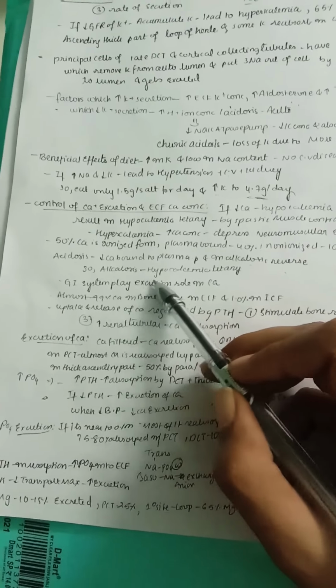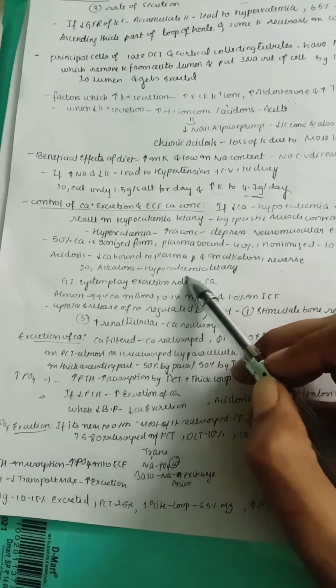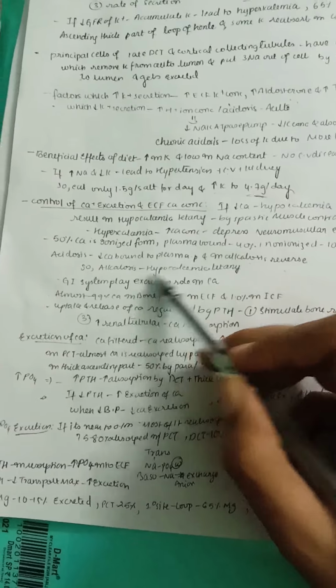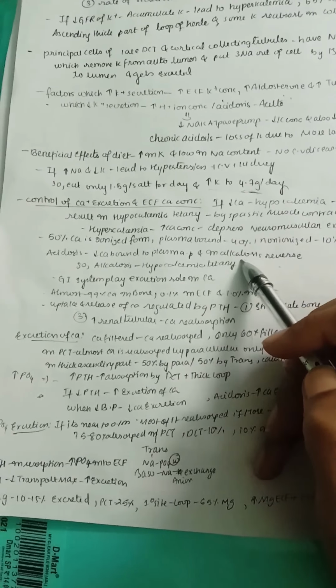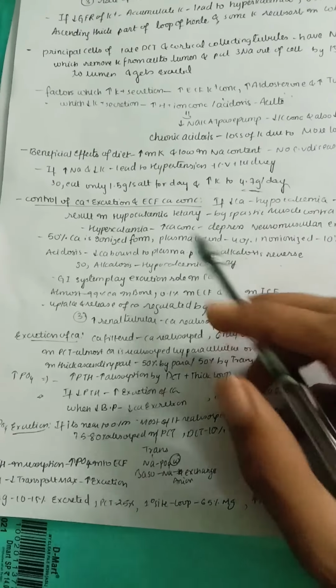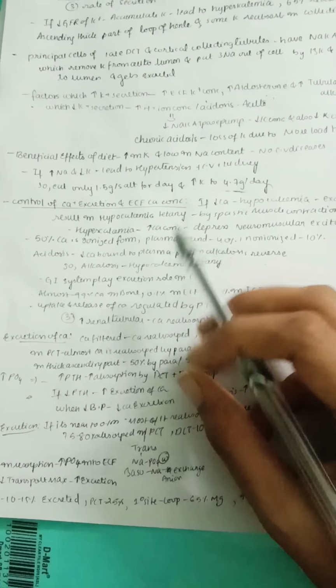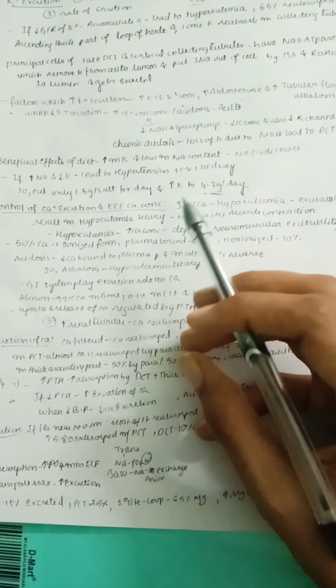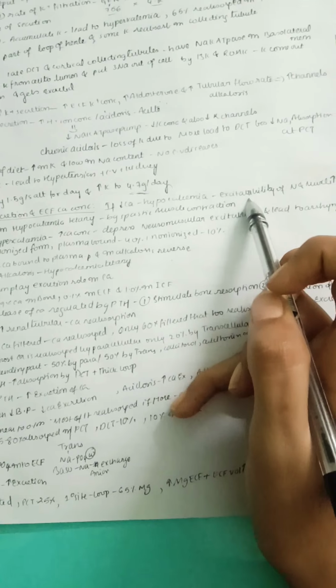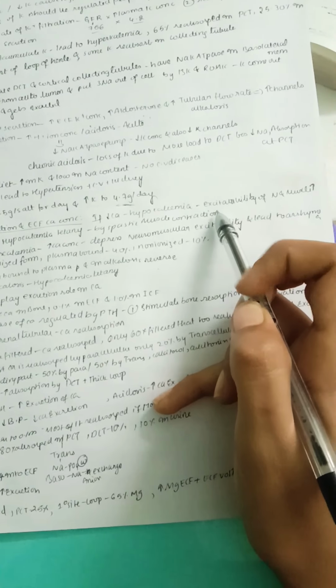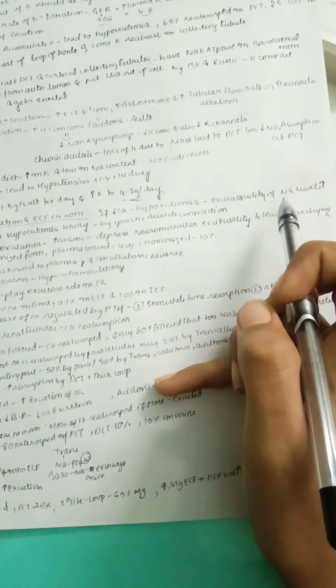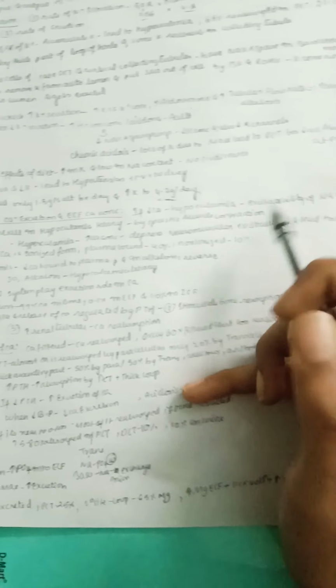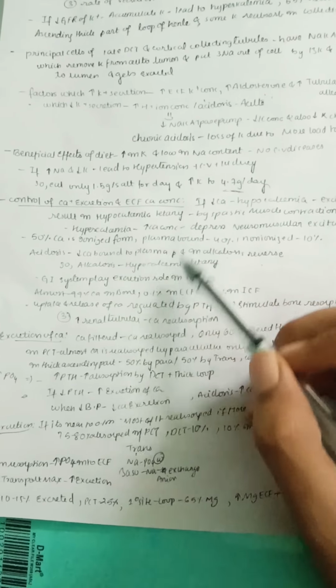So alkalosis may lead to hypocalcemic tetany. Why will alkalosis lead to hypocalcemic tetany? Because in alkalosis more plasma protein is bound to the calcium, which means calcium is not available to the body tissues. If the calcium is not available, there is decreased calcium, and we have seen that decreased calcium will lead to nerve and muscle excitability, that is hypocalcemic tetany. So that will lead to hypocalcemic tetany.